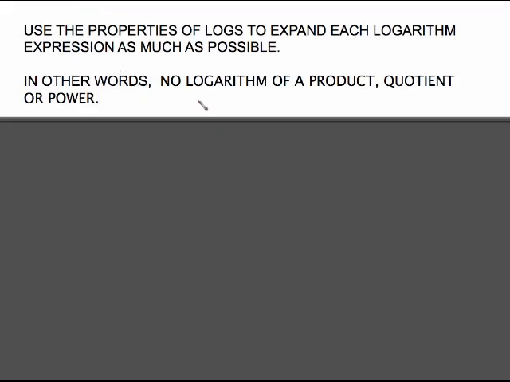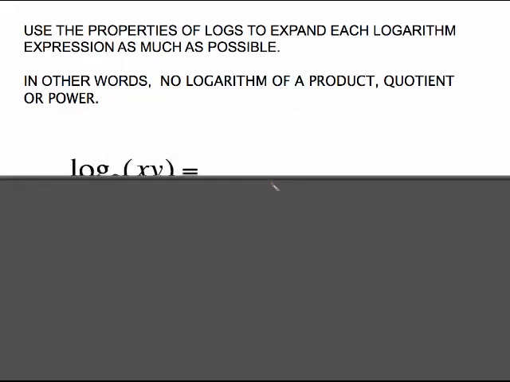Your directions will say use the properties of logs to expand each logarithm expression as much as possible. In other words, that says you cannot have the logarithm of a product, a quotient, or of a power. So we're going to use those three properties we had a couple minutes ago and do some expanding on this.